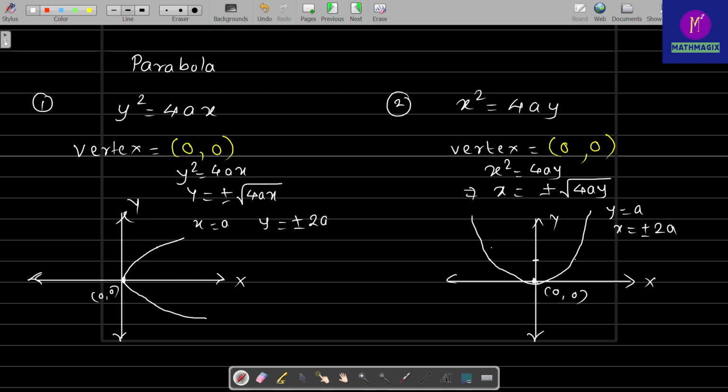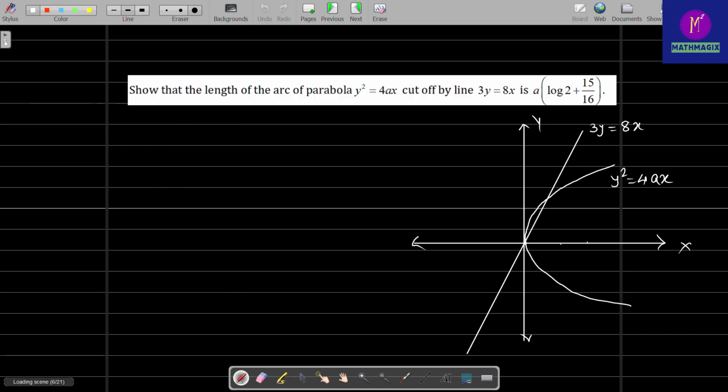It's really very easy to draw a parabola, but you can always write the equation of a parabola in this form to identify the axis along which the parabola is symmetric. Now let us see some examples related to this.